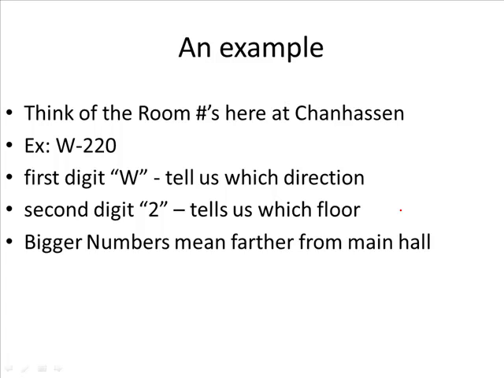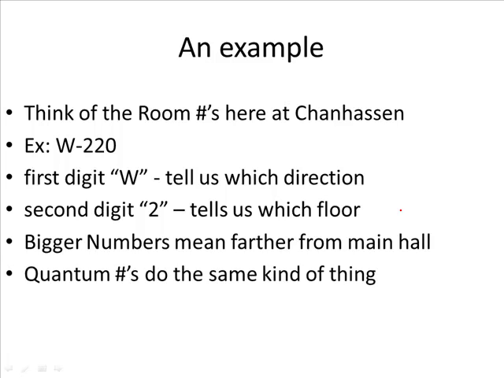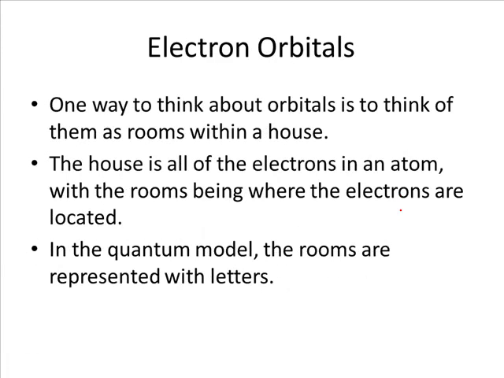Each school, each building will be different, but electrons all use the same type of system. Each number or letter gives you some information about where those electrons can be found. What we call electrons' room numbers are called quantum numbers. They do the exact same thing. So the way we can think about the electrons' orbitals is to think of them like the rooms in a house or a building.